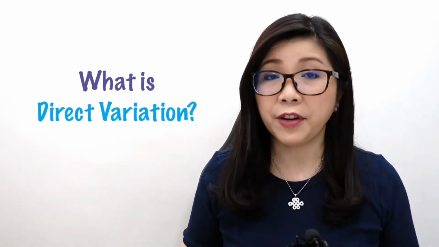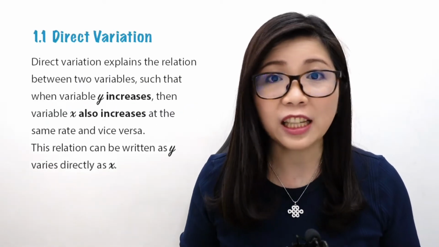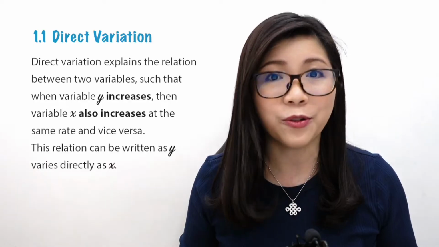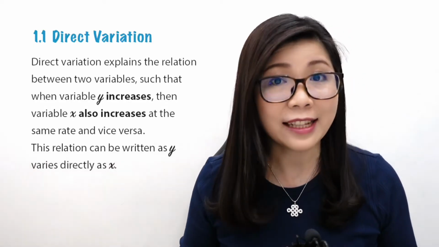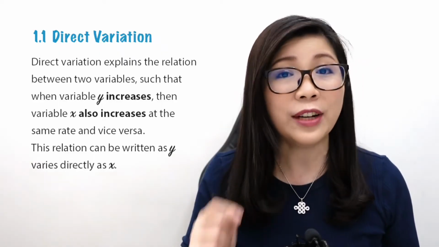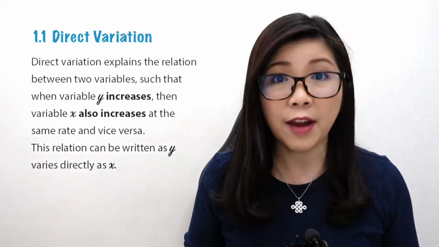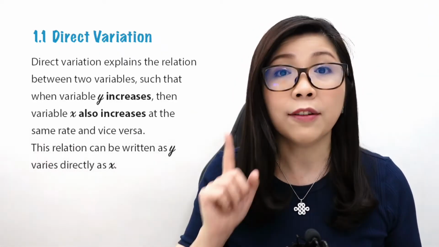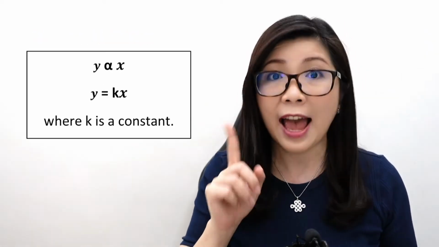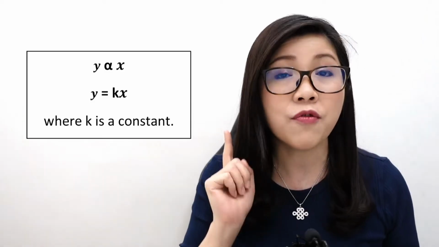What is direct variation? Direct variation explains the relation between two variables such that when variable y increases, then variable x also increases at the same rate and vice versa. This relation can be written as y varies directly as x. The formula for direct variation is y with a proportional symbol x, and this is called the variation relation.